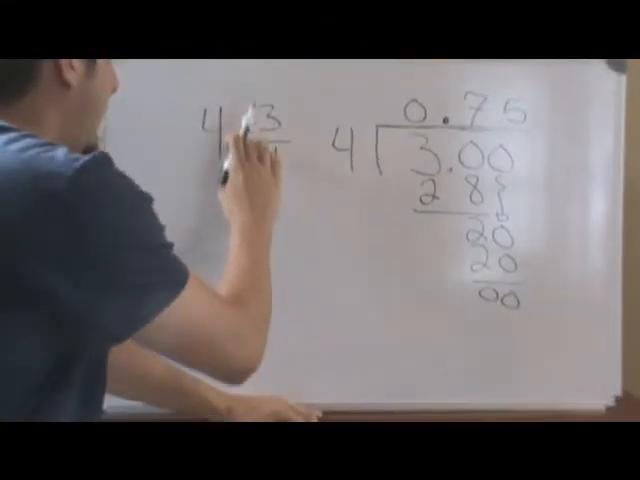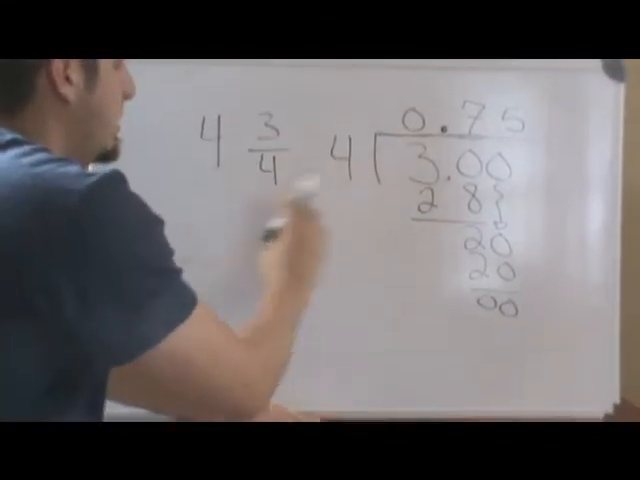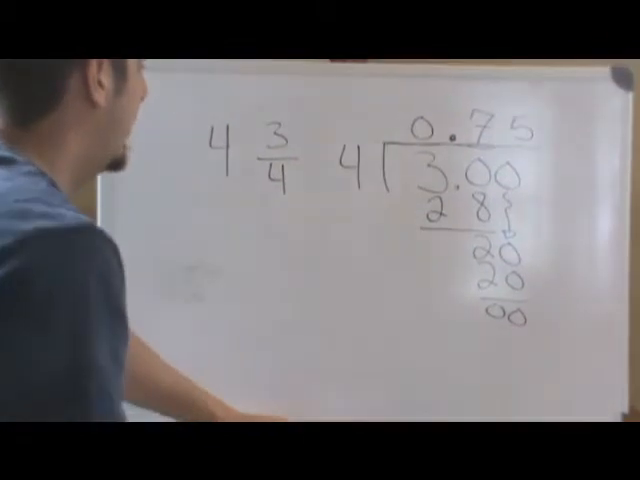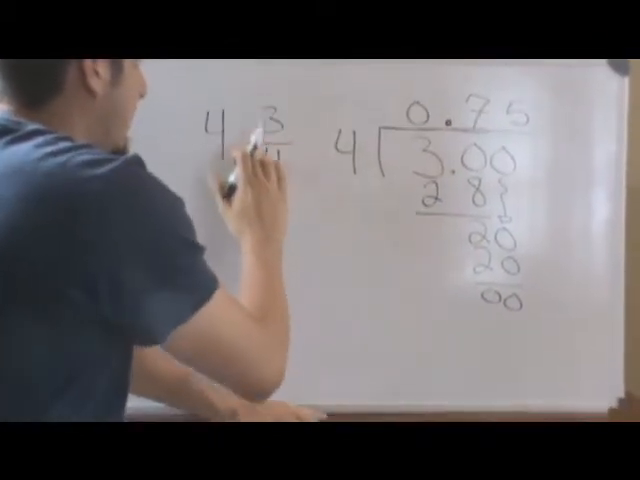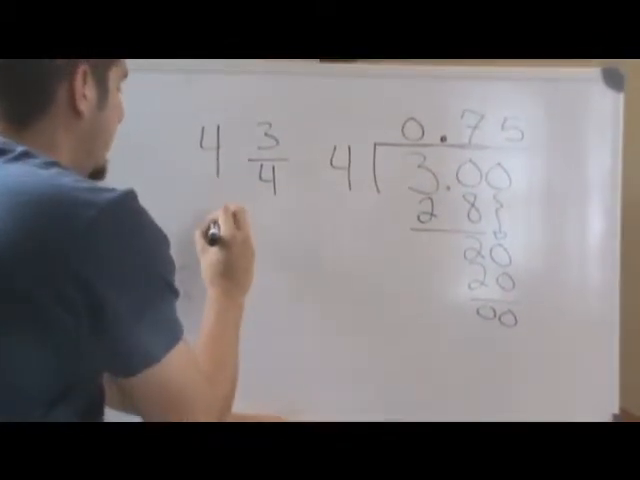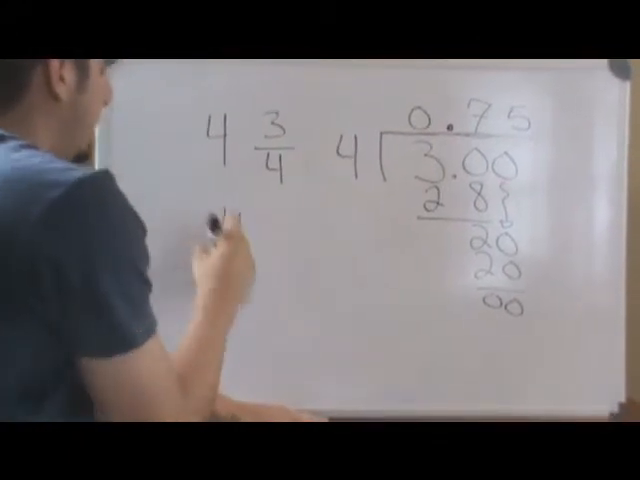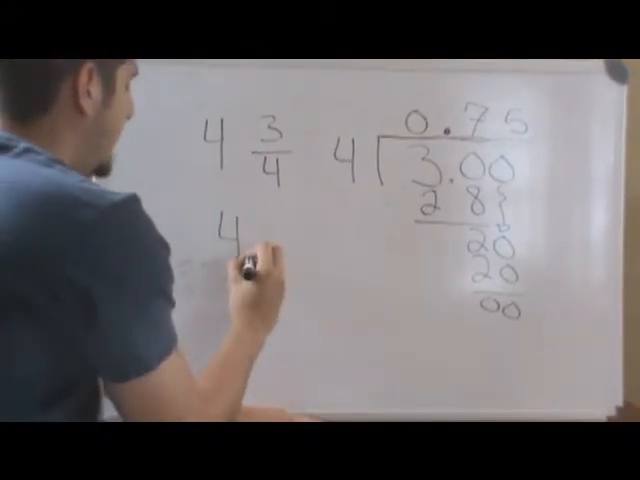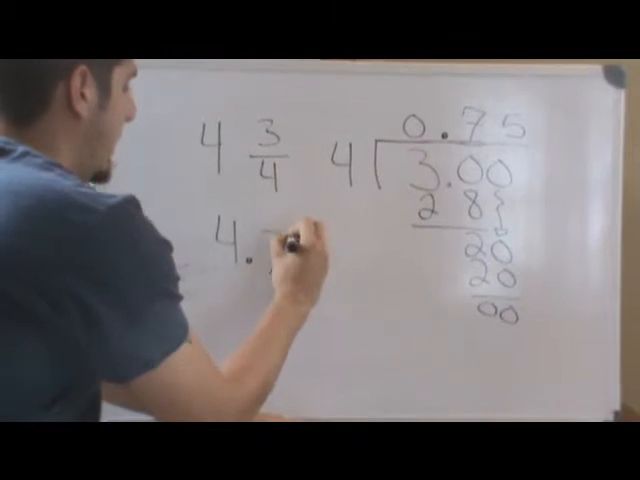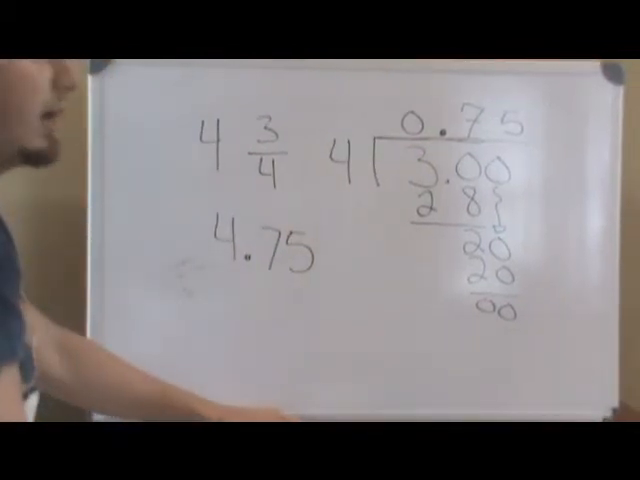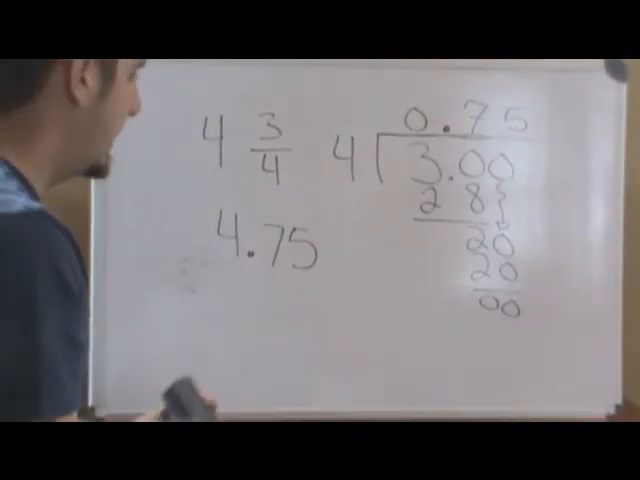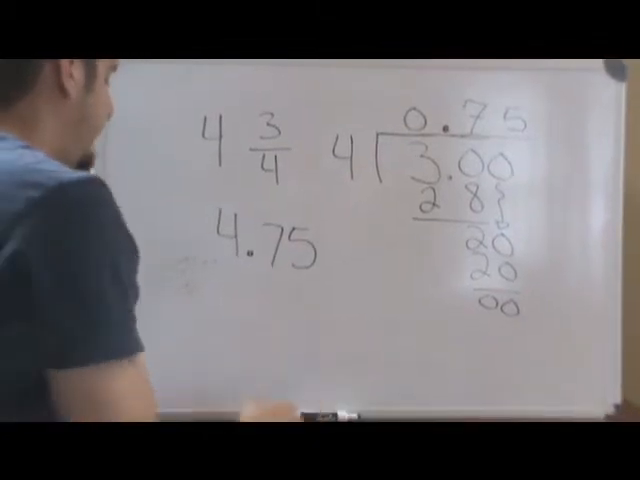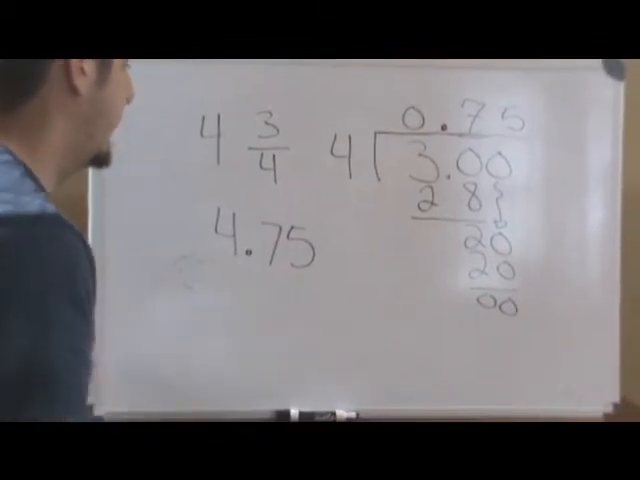You still take the fractional part of the mixed number and you divide it like we did over here. And once you get the decimal that represents this fraction, you just take the whole number next to your mixed number, the 4 in this case, and you put the decimal right next to it, and you get an answer of 4.75. So it really isn't any more complicated to turn a mixed number into a decimal.